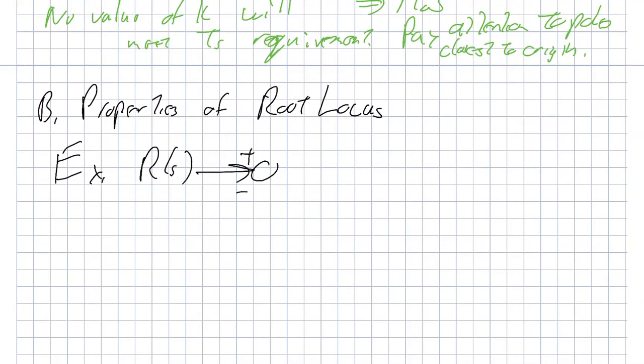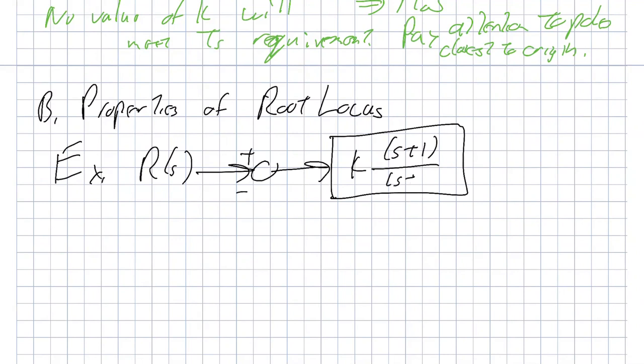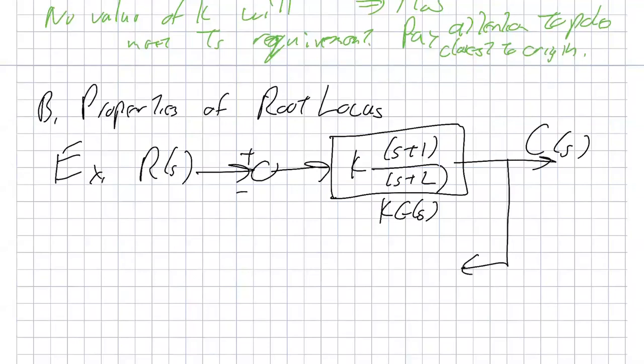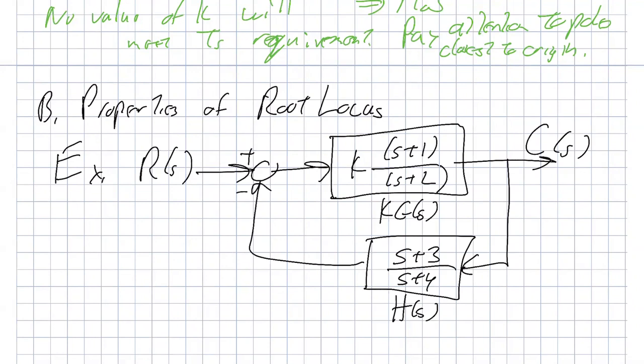But we're going to start with k times s plus 1 over s plus 2. This is k G of s, and in the feedback path, this is H of s, we're going to put s plus 3 over s plus 4.